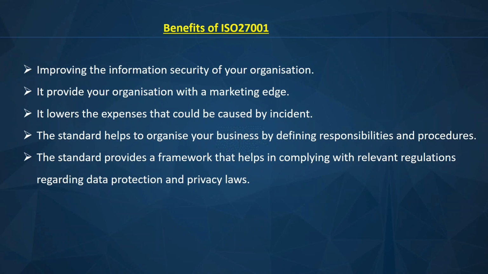fined heavily. When we get to the Data Protection Act, I'm going to be showing you a spreadsheet with information that I obtained from the Information Commissioner's Office, where you will see all the fines that they fine organizations. A lot of things are going on out there. You get fined £200,000, £400,000 for a data breach. So you would rather spend 20K to implement it than get fined 200,000. So it lowers the expenses that could be caused by an incident.